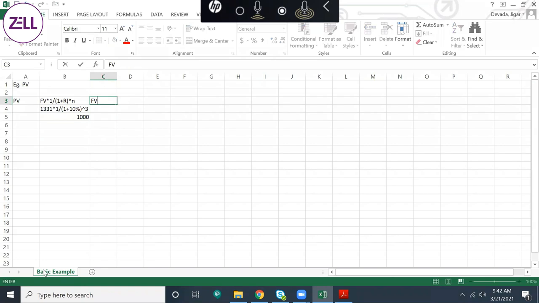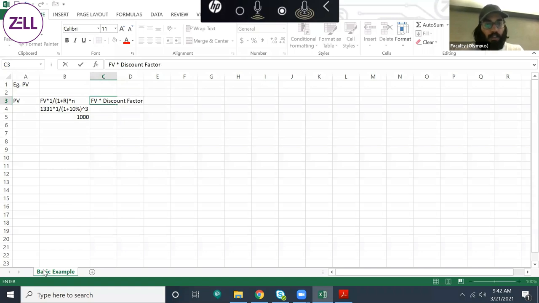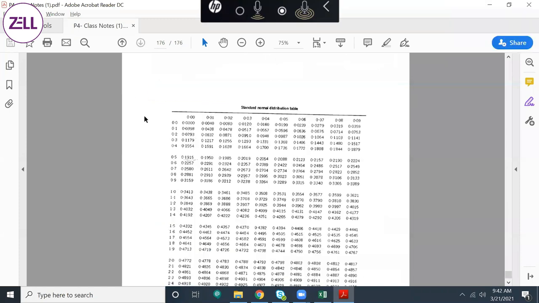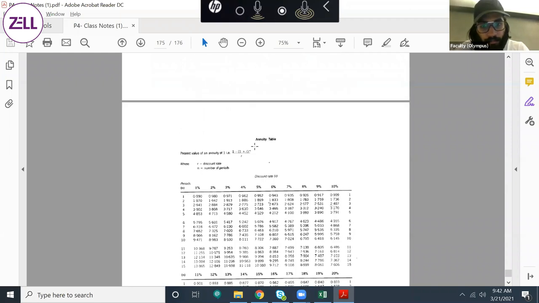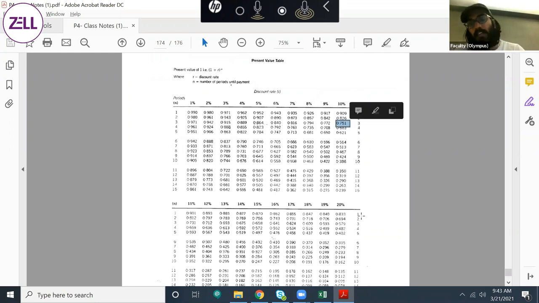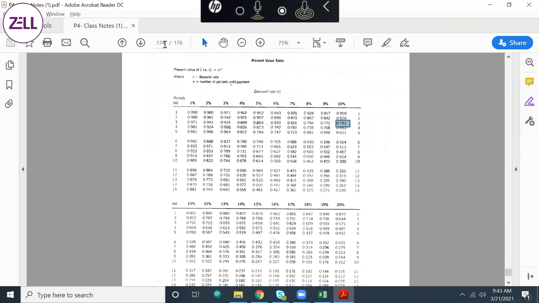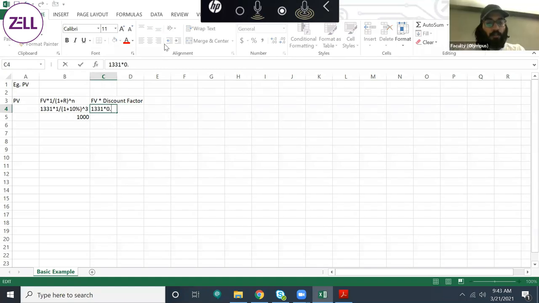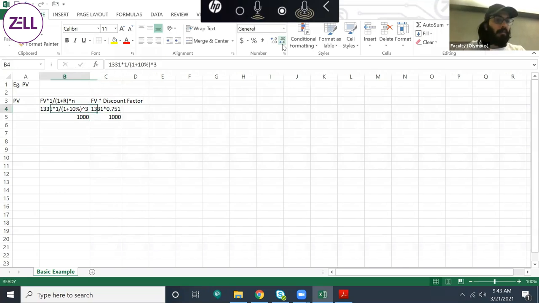Now, alternate way to do it is future value multiplied by the discount factor. That is nothing but 1331 multiplied by what is the discount factor at 10% for 3 years? 0.751. Where did you get this from? The present value table, 10% for 3 years, 0.751. Can everyone see this? Your answer will slightly differ because in Excel, guys, typically you just round it off. Excel takes it to the absolute numbers.